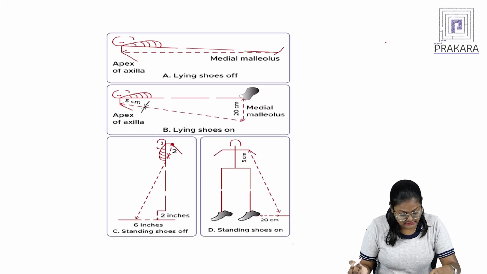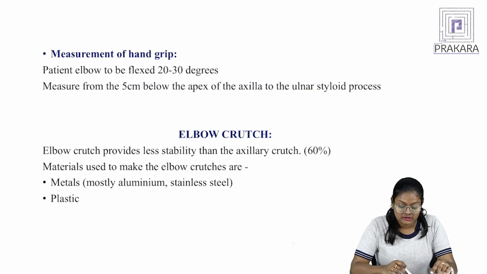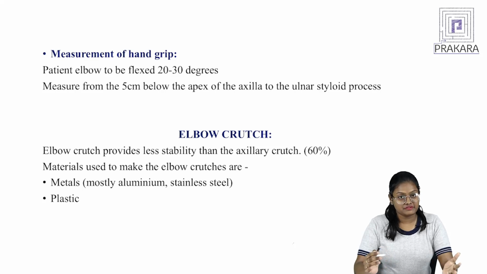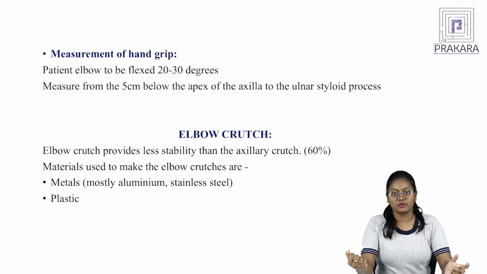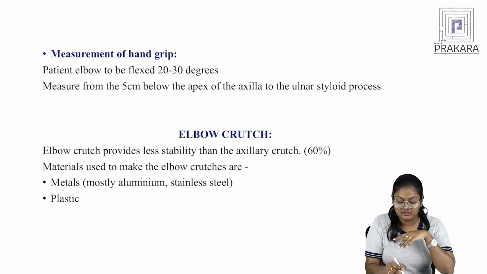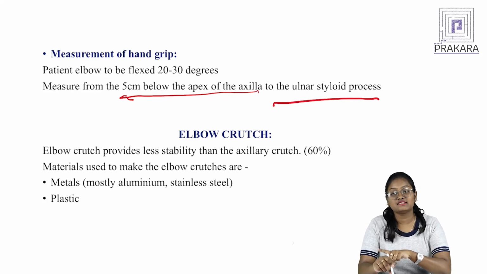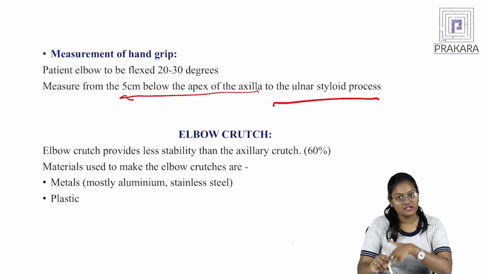Then we have the measurement of the hand grip. In the measurement of the hand grip, we first ask the patient to flex the elbow to 20 to 30 degrees. After flexing the elbow, the measurement should be taken from 5 centimeters below the apex of the axilla to the ulnar styloid process.